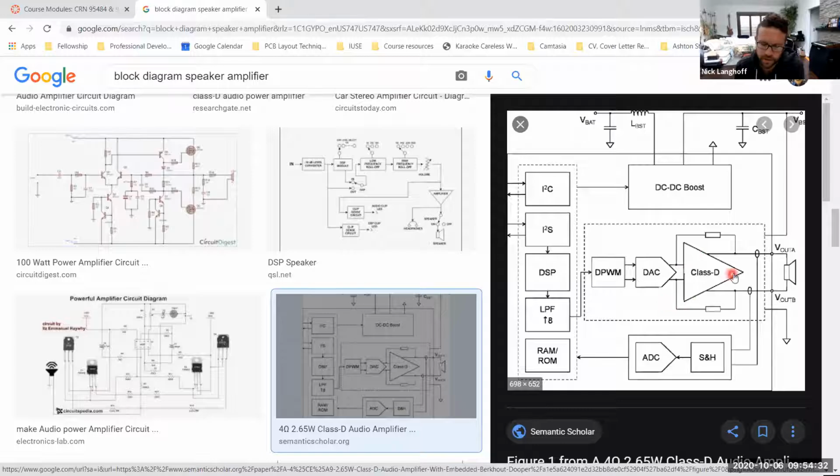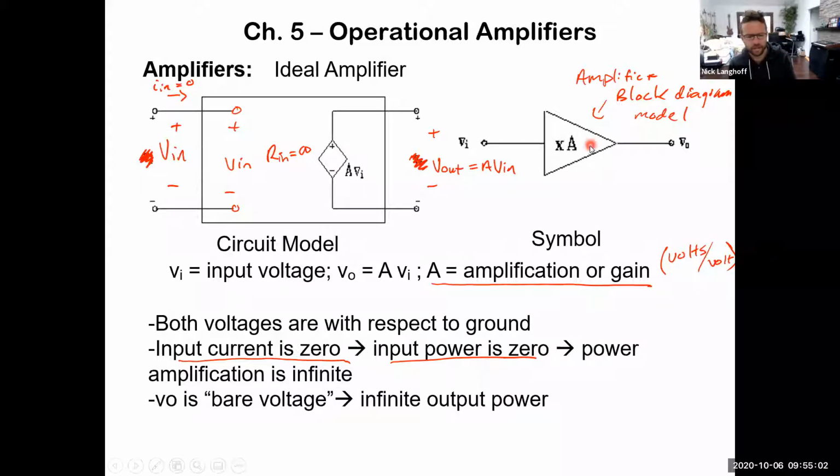But see this triangle right here? Triangles in general on a block diagram mean that block is an amplifier of some sort. It takes whatever signal is entering it and produces another signal that is a faithful reproduction of that, that is either higher voltage or lower sometimes, or has other properties. So that's its block diagram symbol.